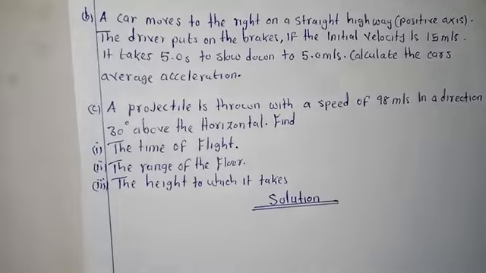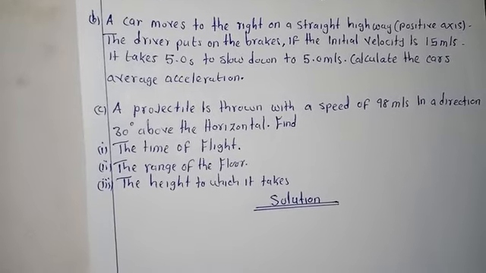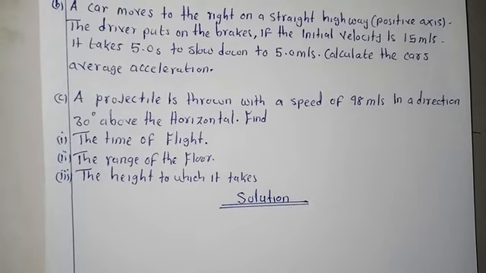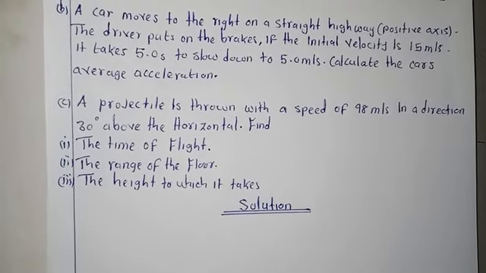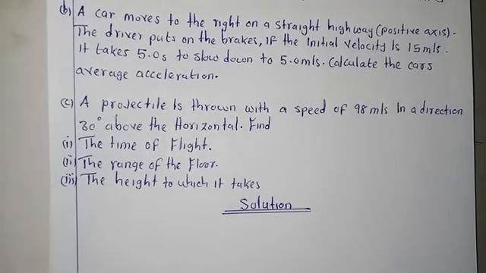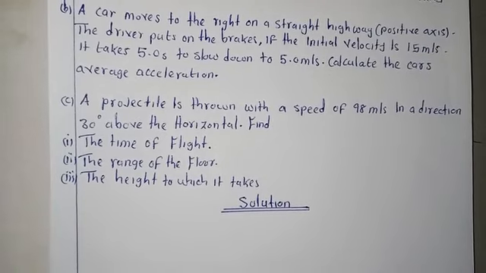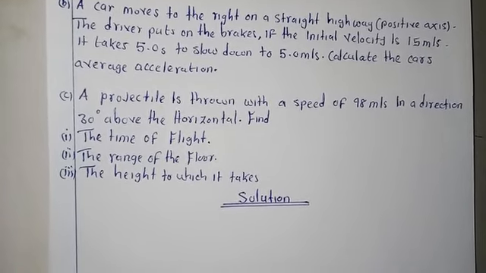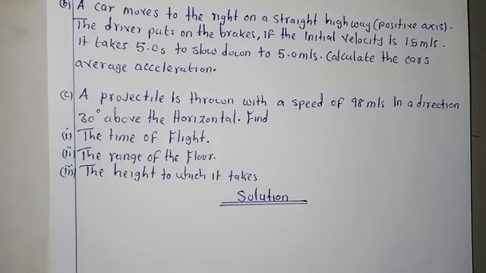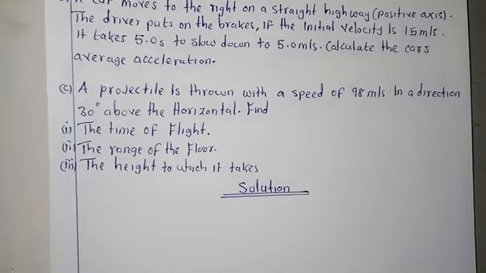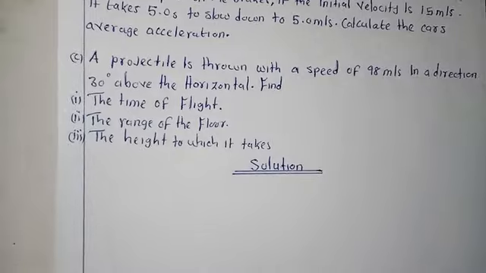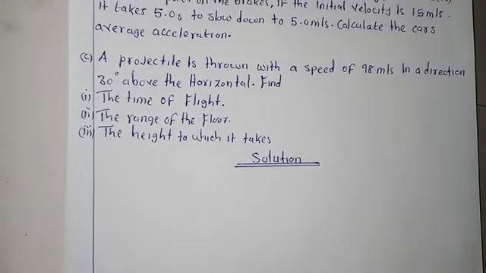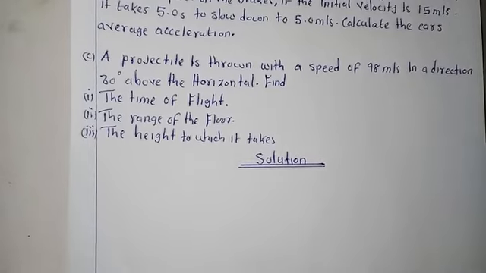Okay, so this one is saying a projectile is thrown with a speed of 98 meters per second in a direction 30 degrees above the horizontal. Find the time of flight, the range of the flow, the height to which it takes. All right, so I'm going to do these questions slowly so that at least you grab something even as I solve.